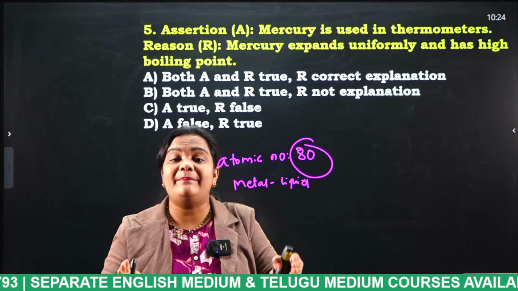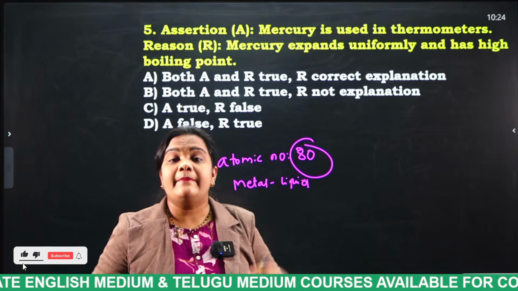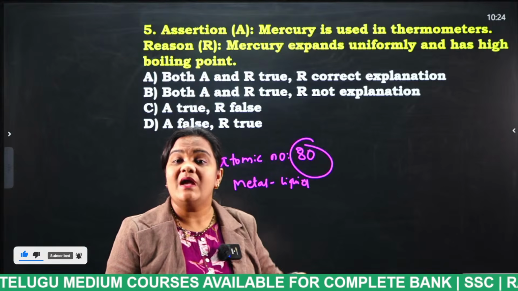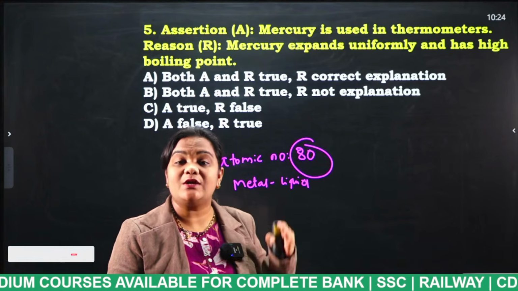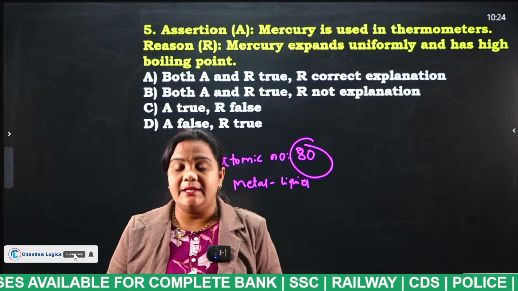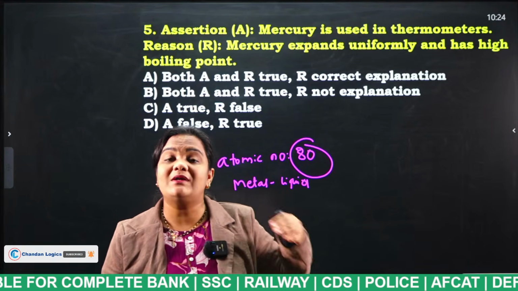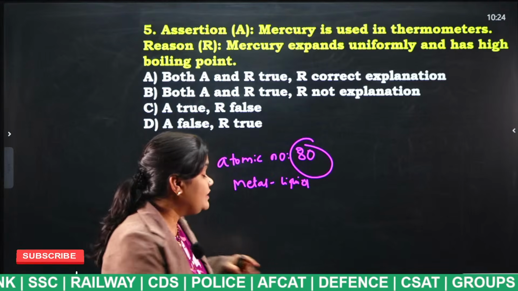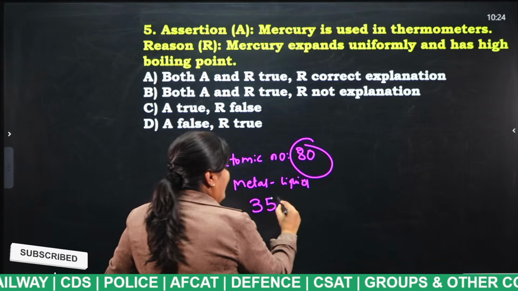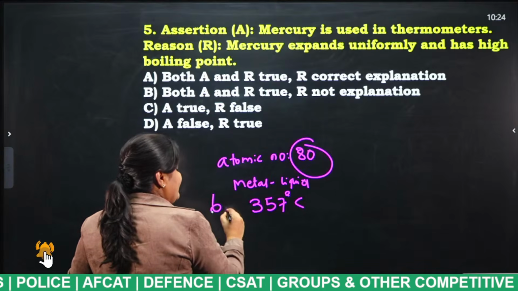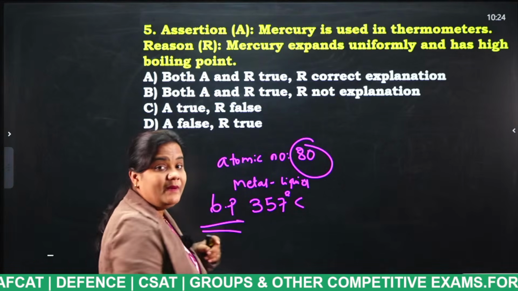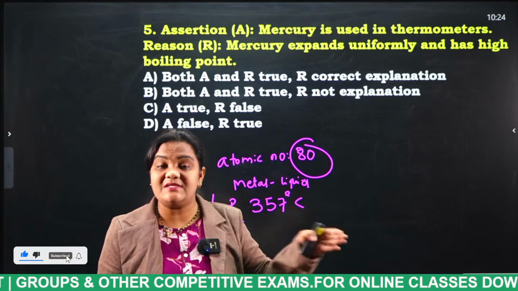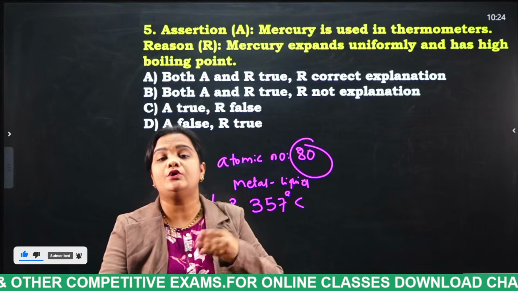It has the capacity to bear very high temperatures of heat. It is a good conductor of heat. And what is the boiling point of mercury, students? 357 degrees centigrade. That means if we heat mercury at 357 degrees only, it will vaporize.